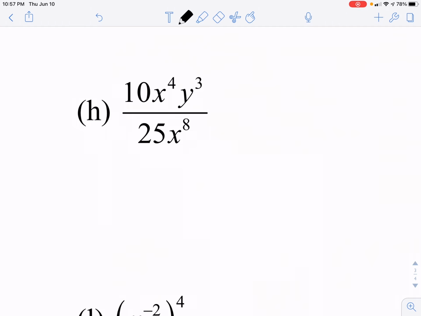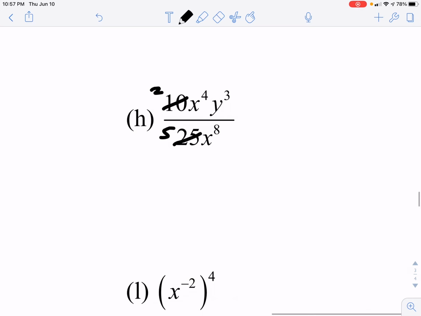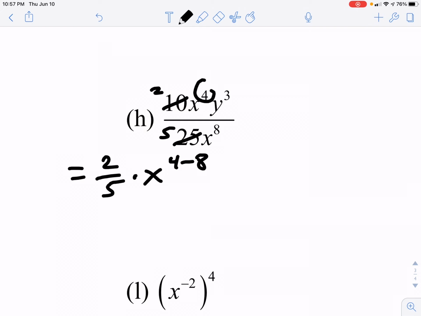Reduce the fractions first. 5 goes into 10 and 25. 5 goes into 10 2 times. 5 goes into 25 5 times. So I'm going to carry that 2/5 out in front of the multiplication. Now I'm going to focus on the x terms. I've got x to the 4 on top and x to the 8 on bottom. This becomes x to the 4 minus 8, as I will subtract the exponents. Times whatever's left. In this case, y to the third.